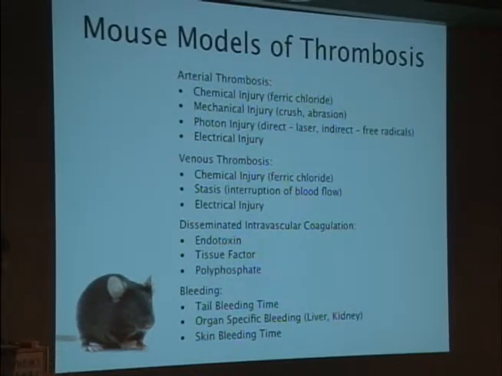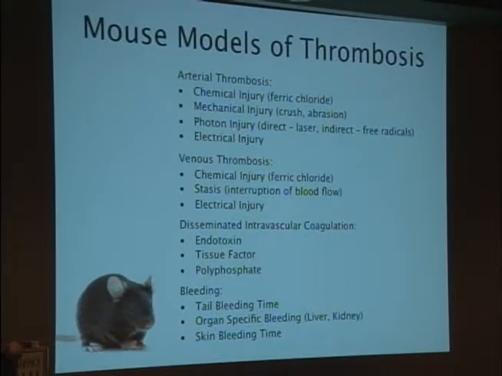And as you've heard, there are pros and cons of the different techniques that are used. We like using ferric chloride injury only because factor 11 deficiency, you'll see, causes such a dramatic effect. And we've actually been able to titer this to get a relatively reproducible level of injury. But there are a number of different types of injuries that can be used.